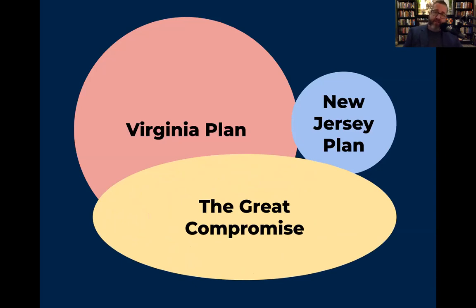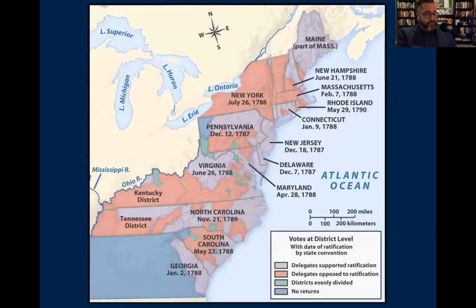I think one might be too small, so let's have 2 representatives from each state represent the upper house, and the lower house will be proportionally represented by the population of the people that live within that state. Of course, that's the system that's still in place to this very day.